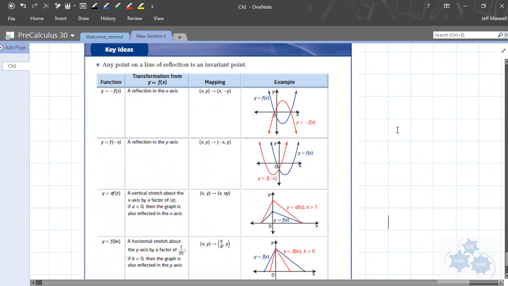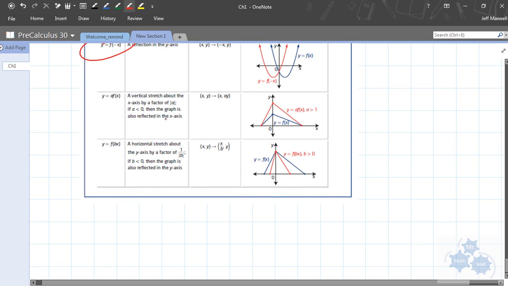As we conclude here, here's the summary page again, which is really good. There's the reflections up top. And if we focus on the bottom here, we have the A value, which is a vertical stretch. If A is greater than 1, then it stretches away from the line of reflection. If it's less than 1, it gets compressed down. And of course, if it's negative, it's going to be flipped.